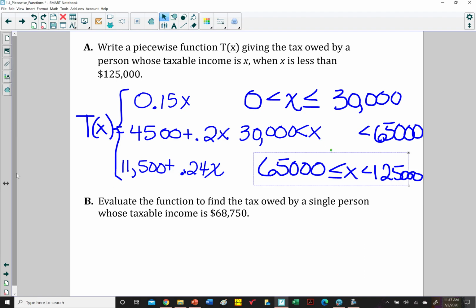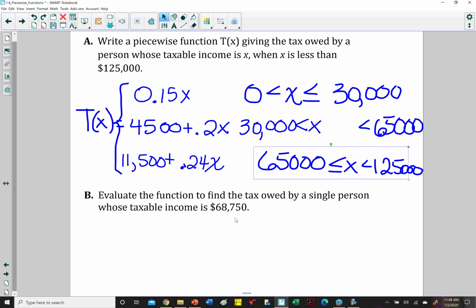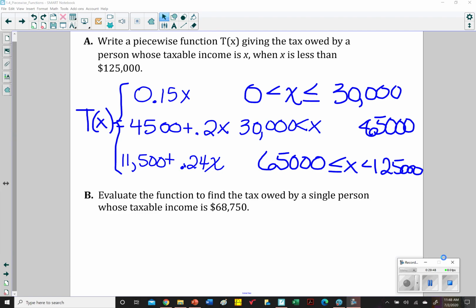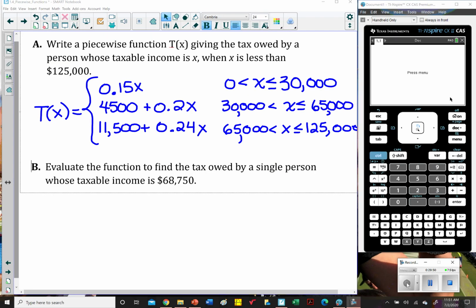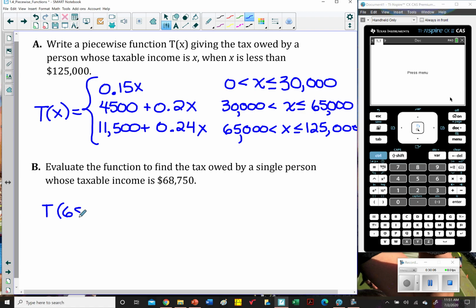And then we want to evaluate that for someone that made $68,750. So that looks like we're in this middle region here. So we want to evaluate there. Okay, I got that looking a little neater. Now we're going to evaluate for $68,750. So we're looking for how much money he makes or she makes. The tax on $68,750.